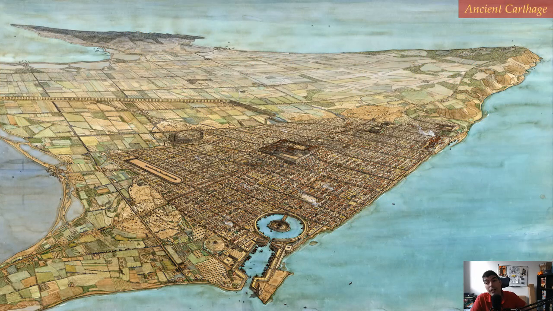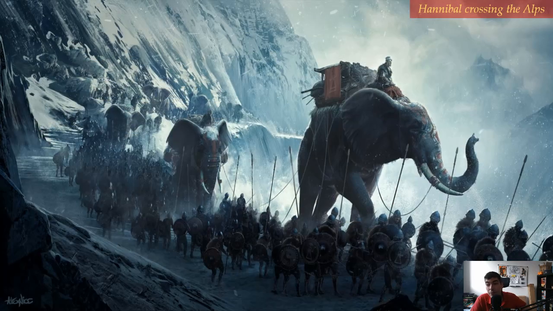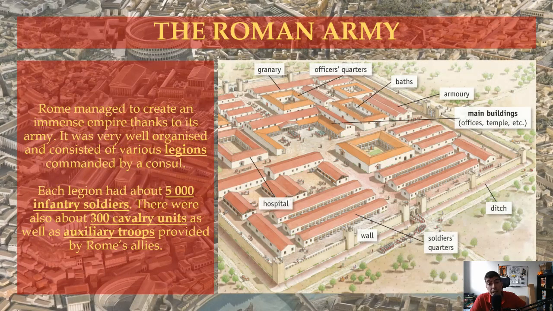This is how ancient Carthage looked like in the north of Africa, a very big city, and this is Hannibal crossing the Alps with his elephants. And how did Rome manage to expand all over the Mediterranean? Because they had the best army, hands down, of all the ancient times.